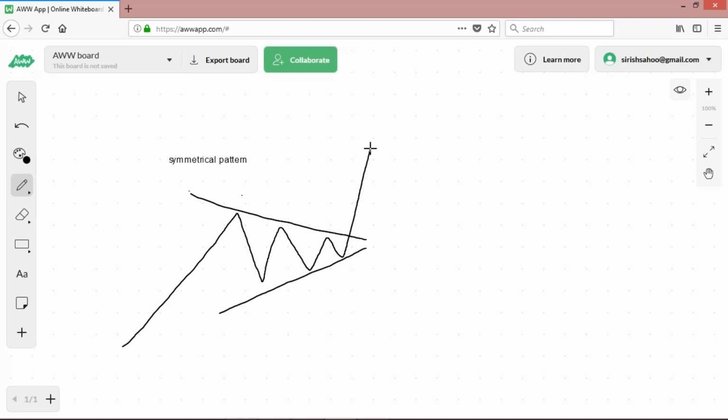The symmetrical triangle usually forms during a trend as a continuation pattern. So the very first requirement we need to know is that it's a continuation pattern. It has a few obligations, or there may be a few changes or extra things which we will learn, but it's usually a continuation pattern. The pattern contains at least two lower highs and two higher lows.